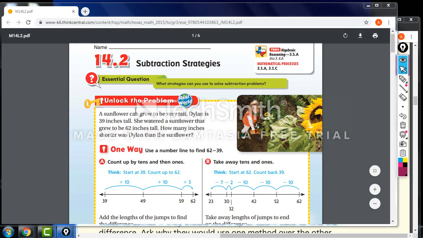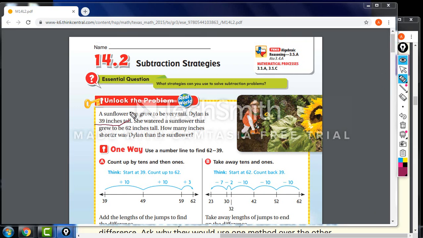Let's go ahead and unlock the problem. A sunflower can grow to be very tall. Dylan is 39 inches tall. Keep in mind you need to continue to be doing your strategies. Dylan saw a sunflower that grew to be 62 inches tall. How many inches shorter was Dylan than the flower?